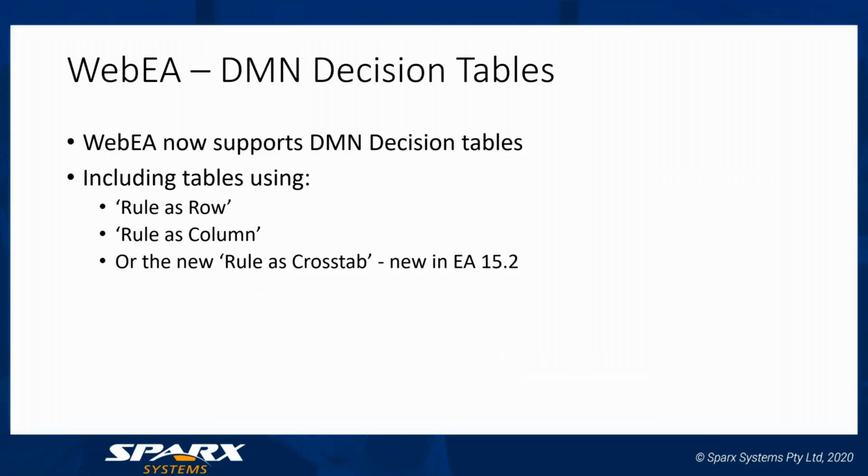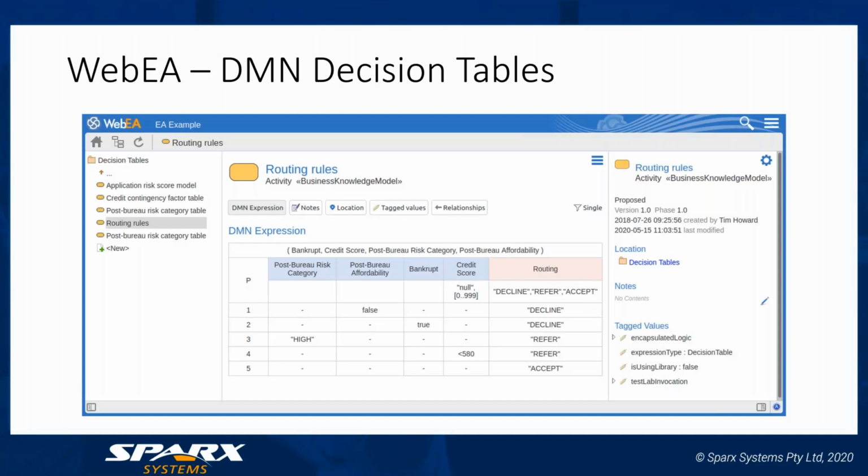The decision table stuff that we looked at earlier, you can now view the decision tables inside WebEA. So you can view the tables of rules as a row, rules as a column, or use the new rule as a crosstab that we saw earlier in the presentation. So a couple of examples of that. The expressions are visible inside WebEA.